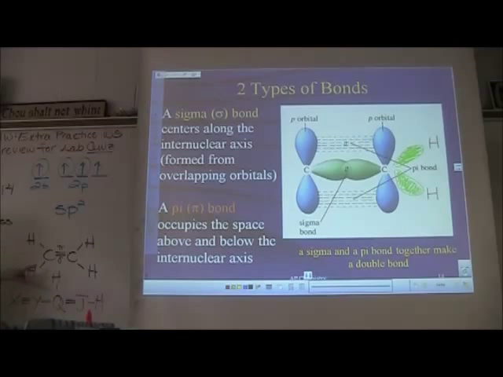Look at what I've drawn here in pink. Look at the whole structure. Make sure that looks connected. How many total sigma bonds do you see? 5. 1, 2, 3, 4, 5. How many total pi bonds do you see? 3. 1, 2, 3.